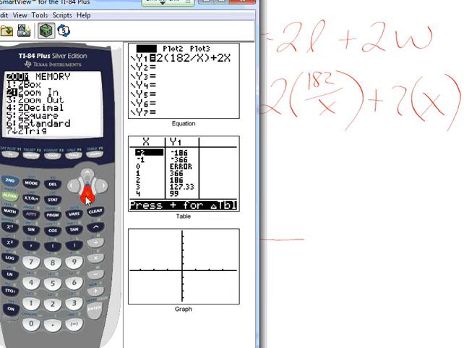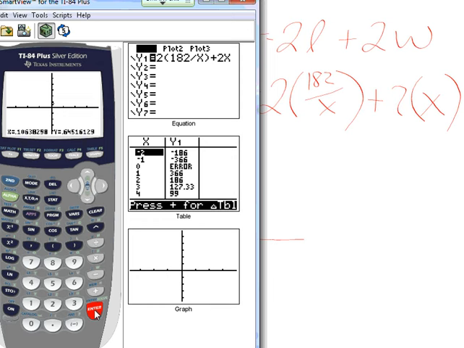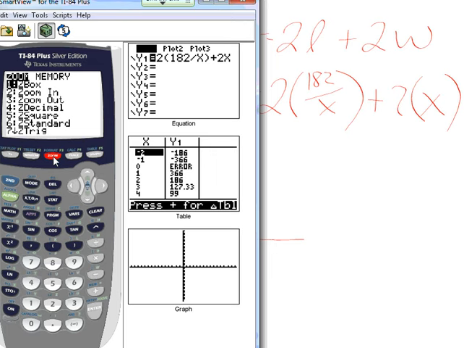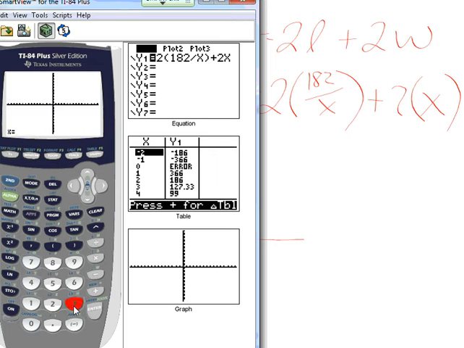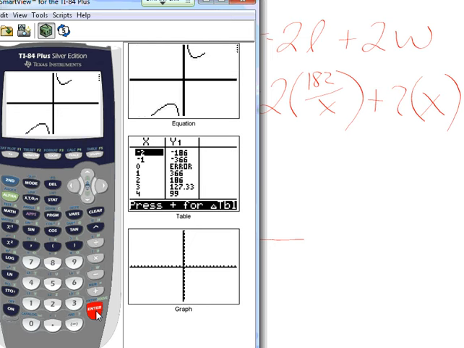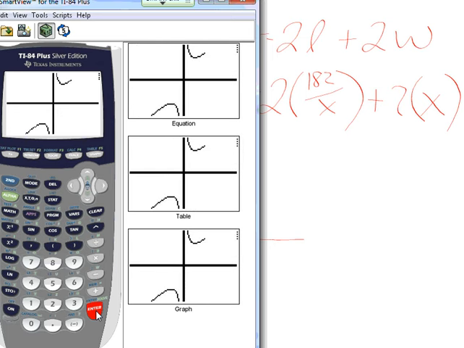Zoom out, enter, enter. Still not out far enough. Zoom out, enter, enter. Aha! I finally zoomed out far enough. You see it? If you zoom out far enough, you will too, as long as you typed in the graph correctly.